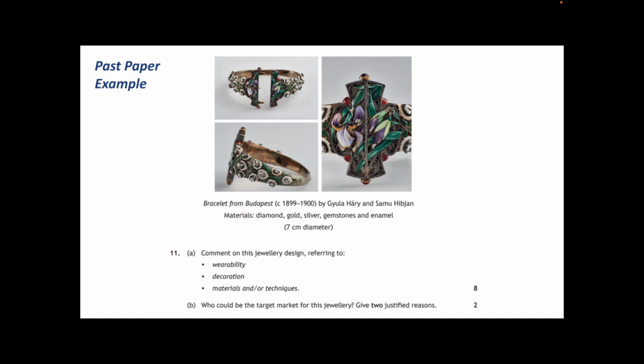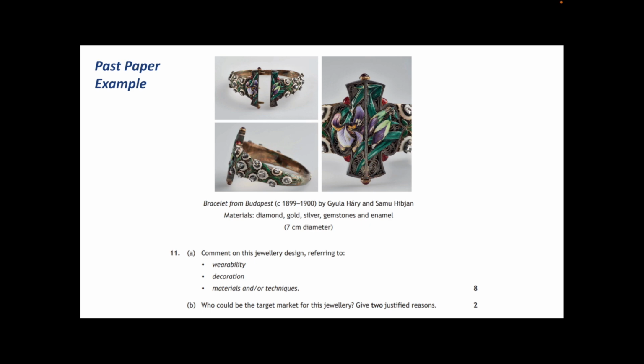For this past paper example, I'm going to pick jewellery design as we have been studying jewellery design in class. Before I answer the question, I am reading underneath the image to find out more information about it. I can see that it's a bracelet that was made between 1899 and 1900s. Its materials include diamond, gold, silver, gemstones and enamel, and its size is 7 centimetres in diameter.